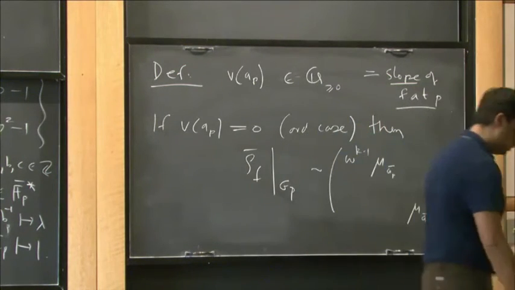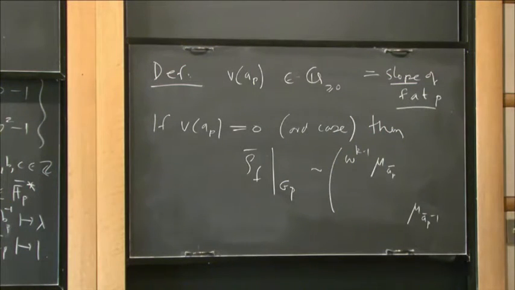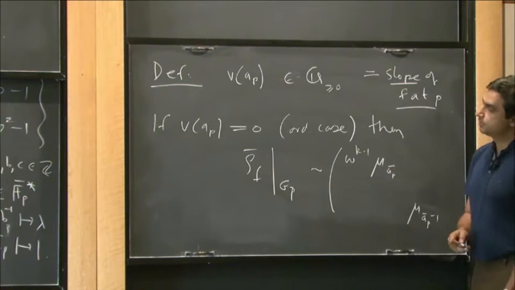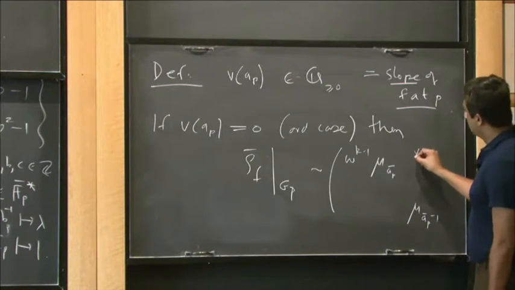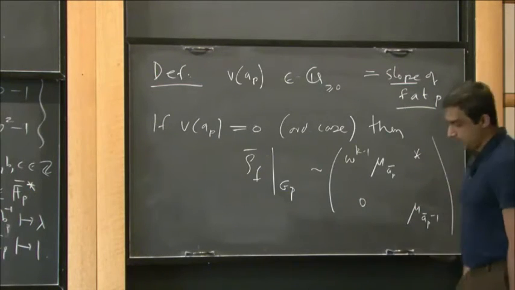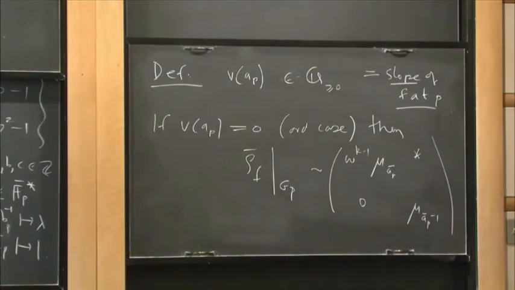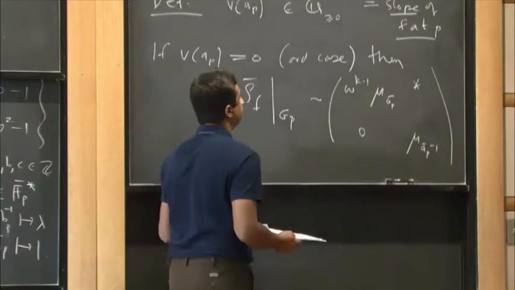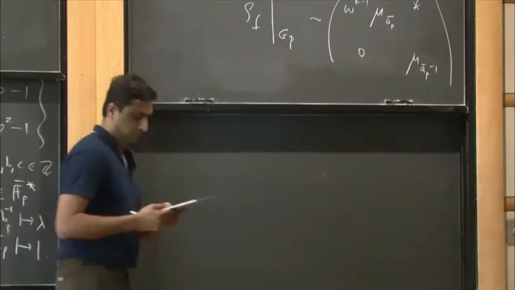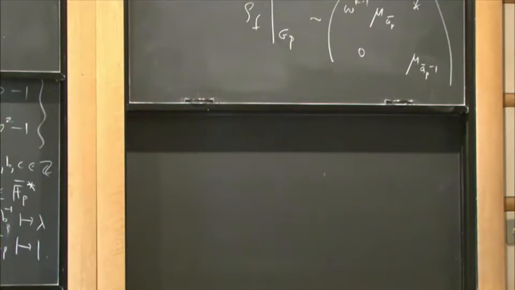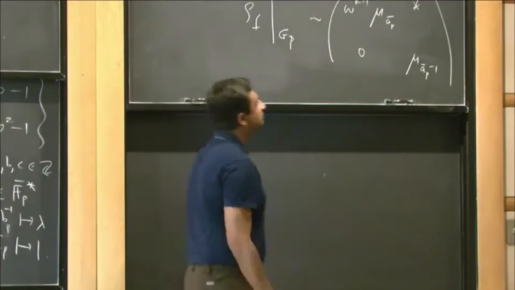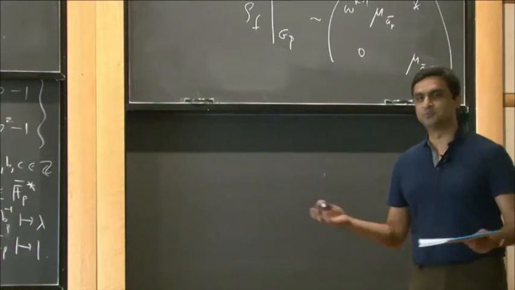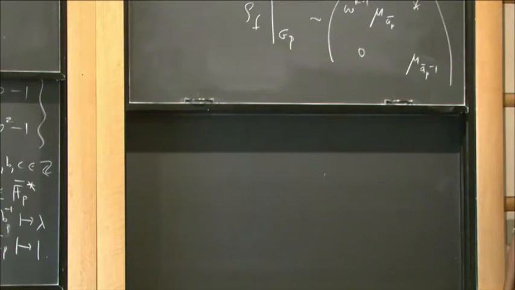So a_p is a unit, so you can take its mod p reduction. It's a non-zero number. So there's just the unramified character which takes geometric Frobenius to a_p. And it's reducible. The star there has something to do with companion forms, but I don't want to get into that in this talk. So we're only going to worry about things up to semi-simplification.